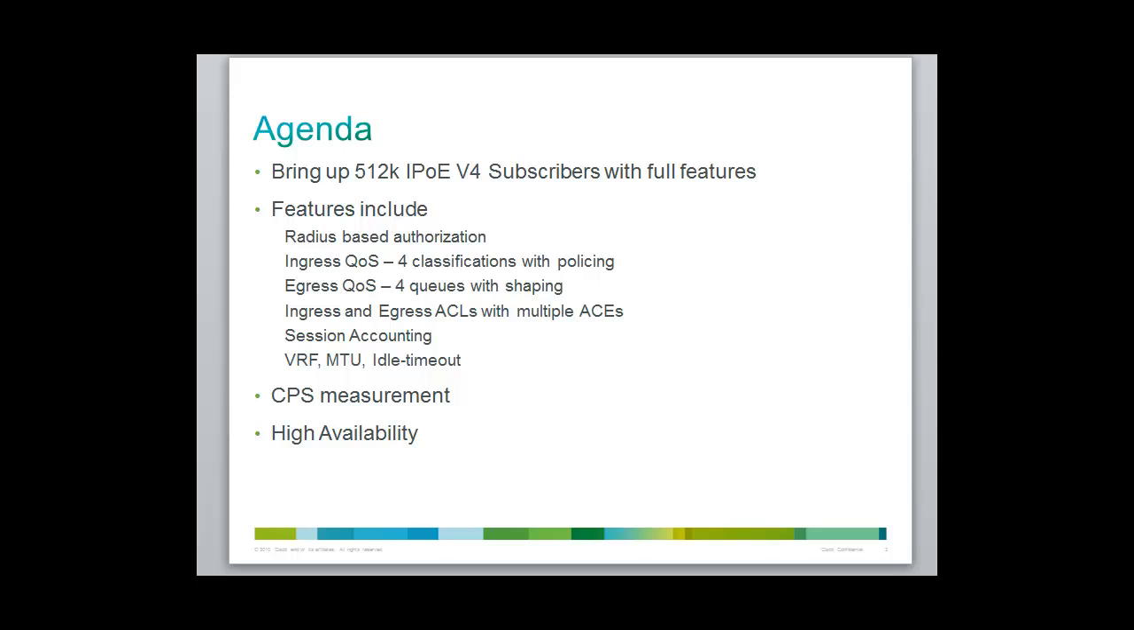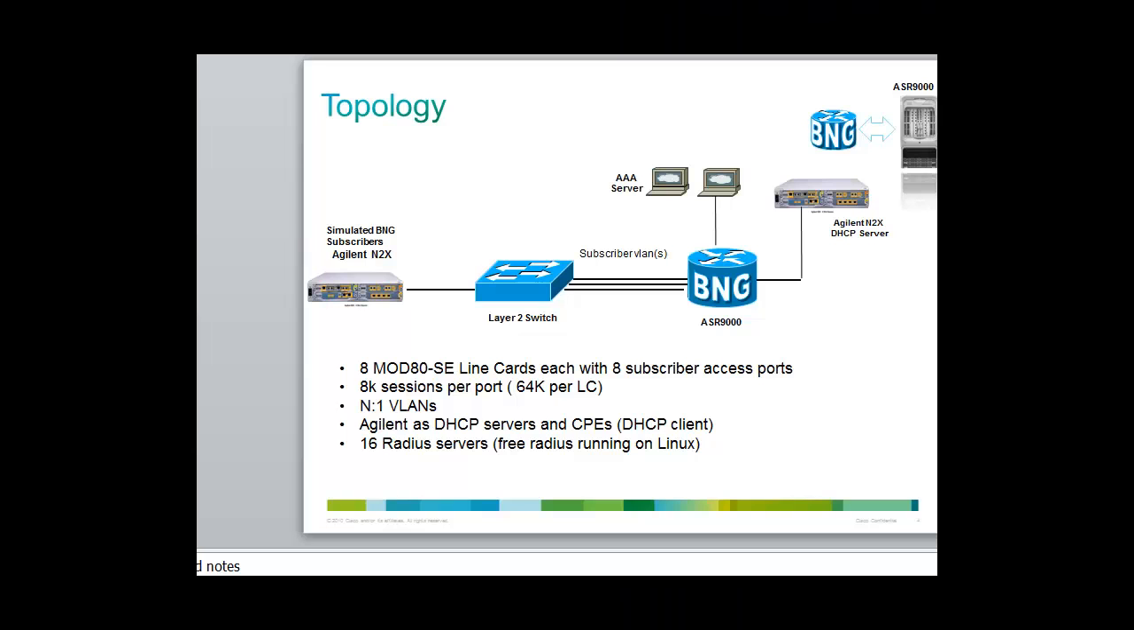The demo consists of bringing up 512K IPoE-v4 subscribers with full features, namely RADIUS-based authorization, ingress quality of service, egress quality of service, ingress and egress ACLs, session accounting, virtual routing and forwarding, MTU and idle timeout settings per subscriber. We'll also look at connections per second measurement and high availability aspects. Let's look at the topology and testbed details.